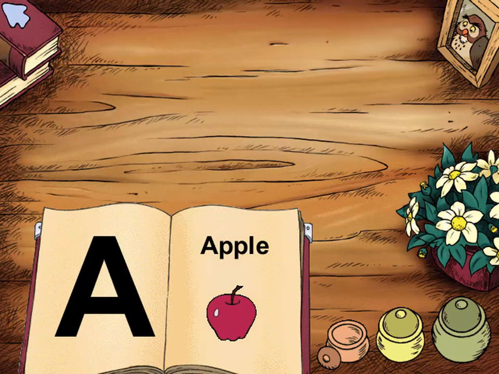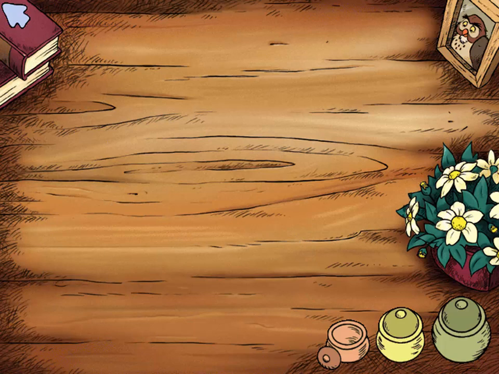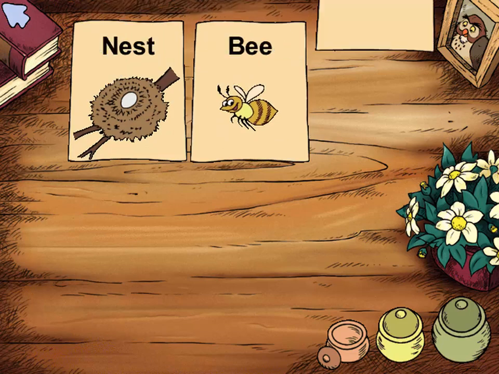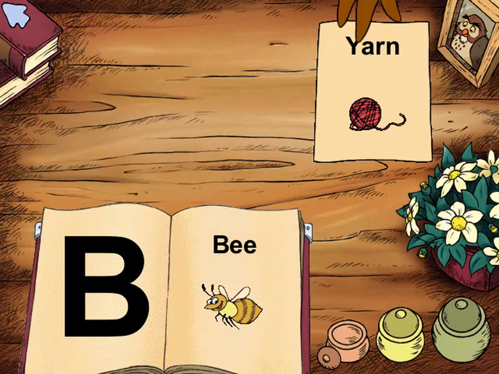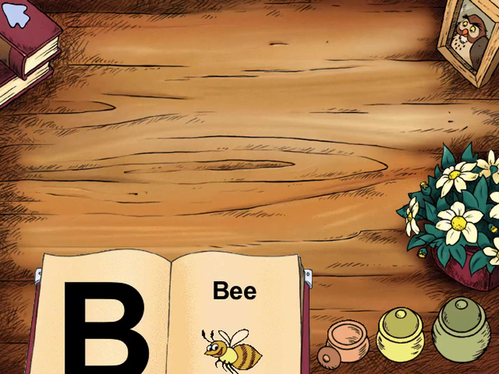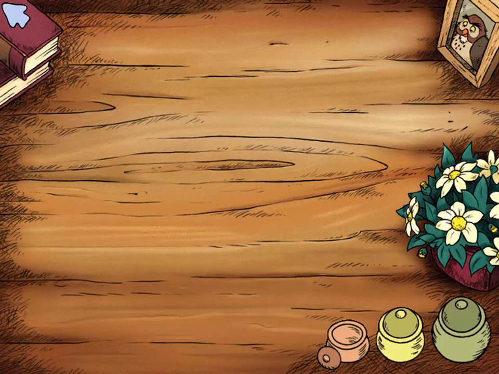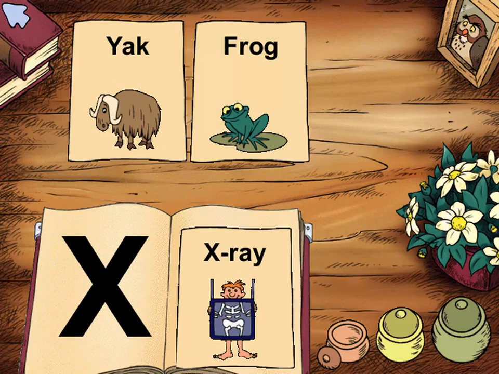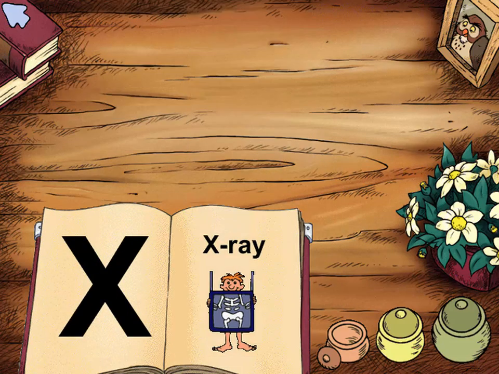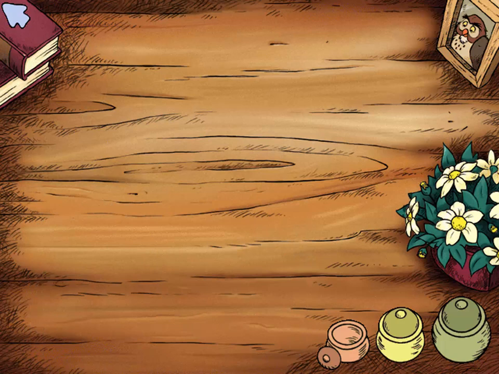Yes, that's the proper word. A. Apple. An apple a day keeps the doctor away. Oh, you are quite good at this. Let's match some more words and pictures, shall we? B. Bee. A bee makes honey. I'd say we're ready for a new set of pages. X. X-ray. An X-ray is a picture of your bones. Are you ready to read more words?